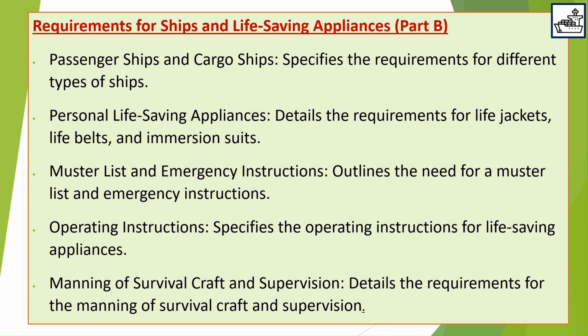Requirements for ships and life-saving appliances. Part B. Passenger ships and cargo ships. Specifies the requirements for different types of ships. Personal life-saving appliances. Details the requirements for life jackets, life belts, and immersion suits.